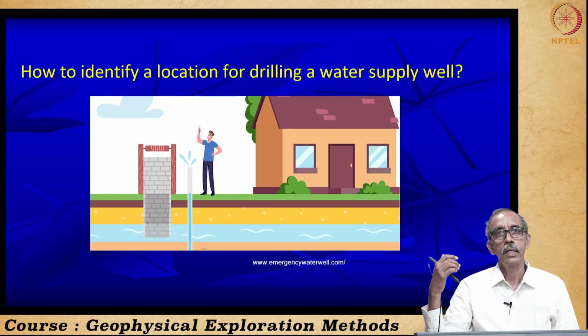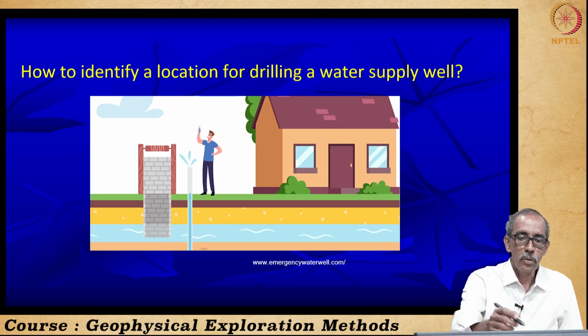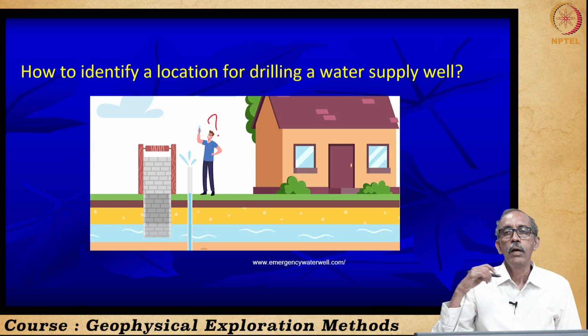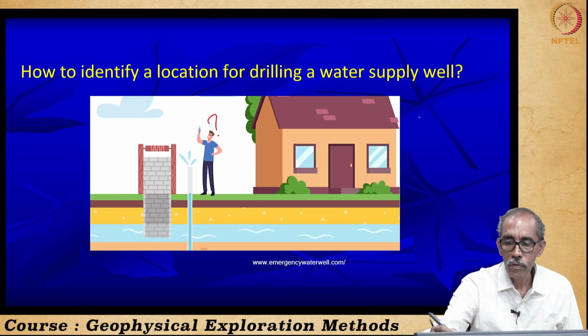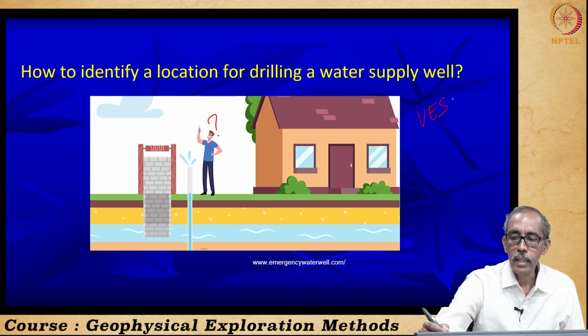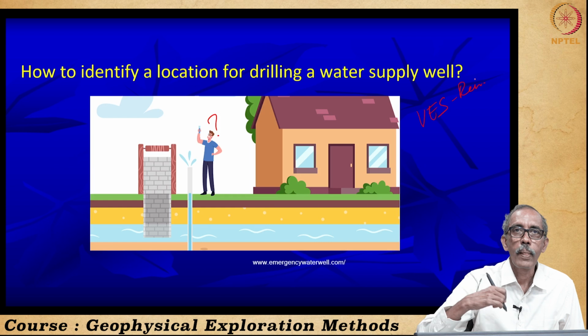Then the next question was related to water supply, maybe of interest to a hydrogeologist or a water resources engineer. How to identify a location for drilling a well for water supply? That is the question he has. What are all the methods we have seen? We can make use of vertical electrical sounding, that is an electrical resistivity method.